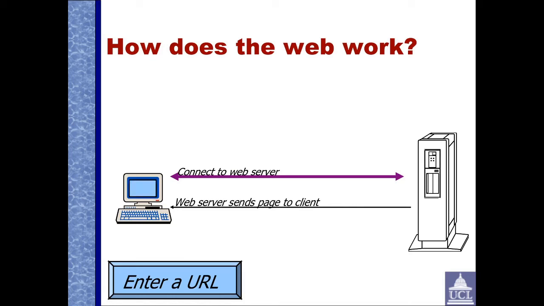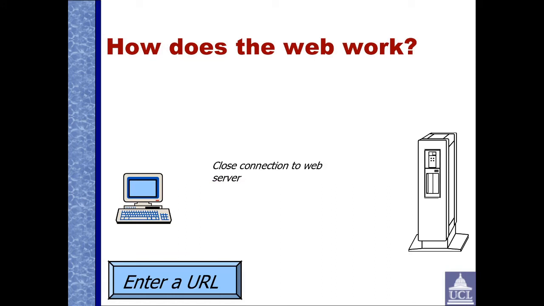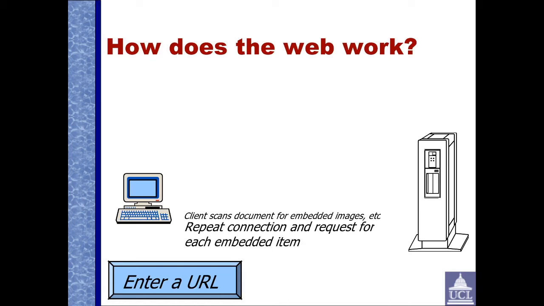So now we have our page on the client. The connection to the web server is then closed. The client scans the document for embedded images and that sort of thing, and repeats that connection and request for each embedded item, which eventually gets rendered on the screen. Now you can see this is quite an inefficient process, and in reality these days there are ways of keeping connections open and speeding this process up, but this is the fundamental way that things happen.